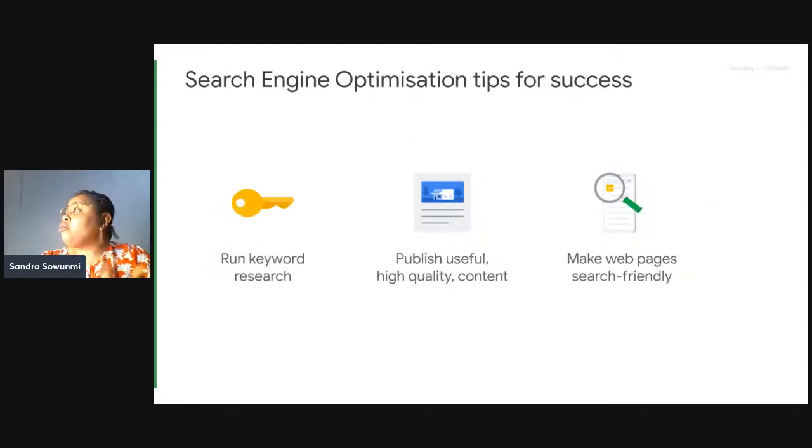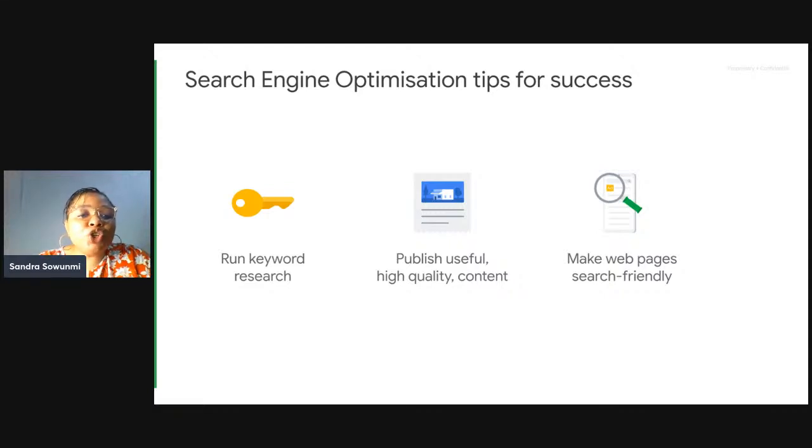The first thing is run keyword research. You have to run keyword research. What are people constantly using to search for businesses like yours? What is that word that you're putting right there on Google search? What are they constantly looking for? You have to run keyword research so that when you find that particular keyword that people are using to look for businesses like yours, you can bid on it. Do you understand? You can bid on it.